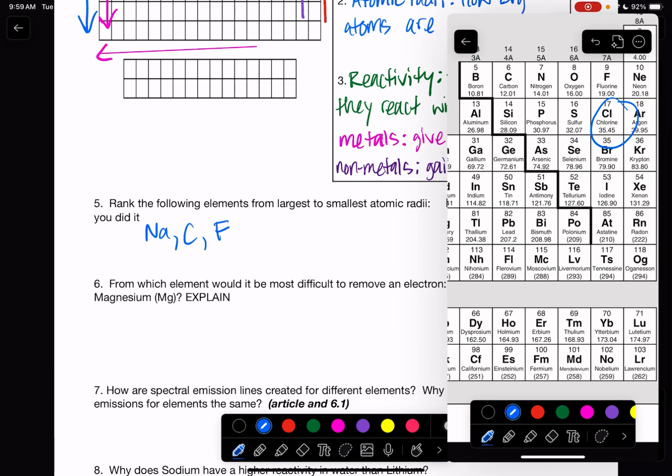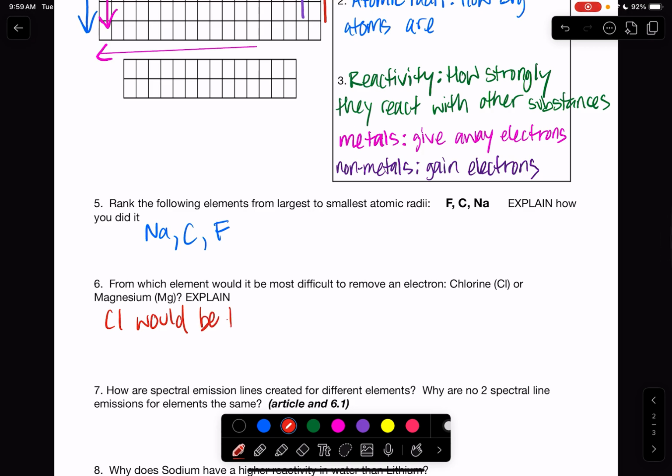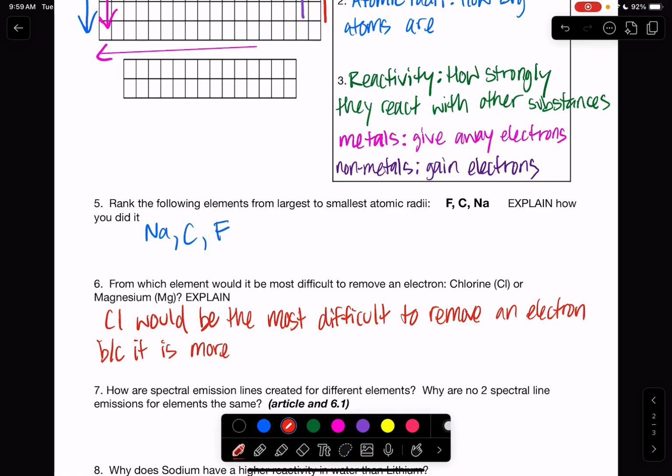So chlorine would be the most difficult to remove an electron from. Because it is more electronegative. So it's further up and to the right on the periodic table.